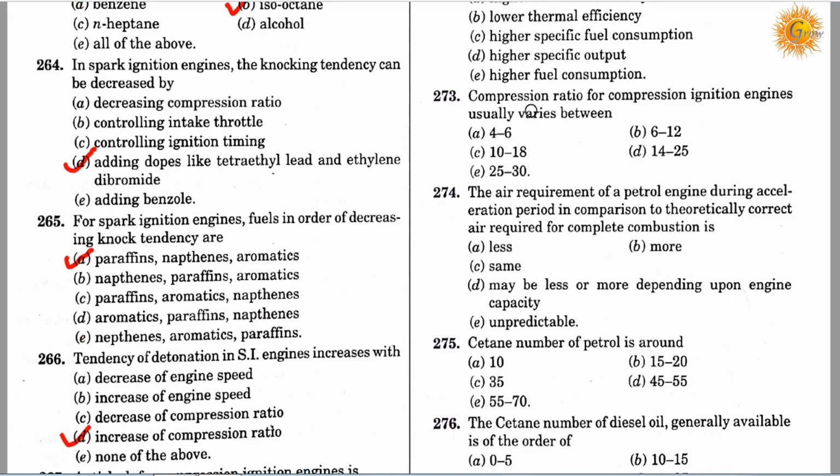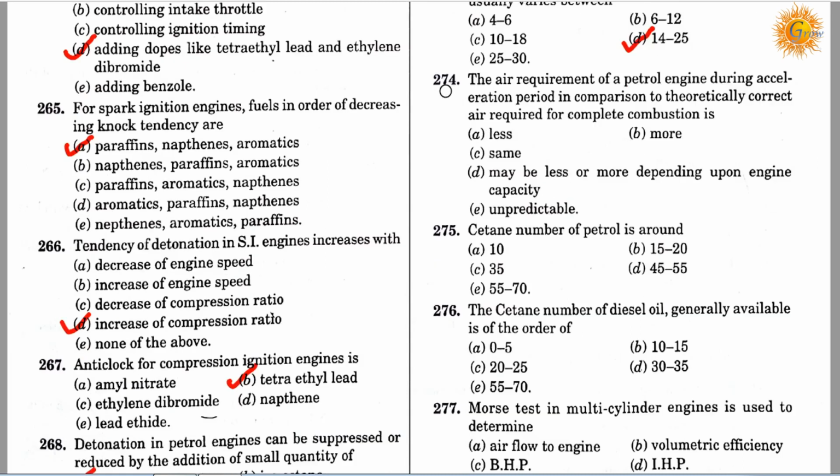273. Compression ratio for compression ignition engines usually varies between option A, 4 to 6, option B, 6 to 12, option C, 10 to 18, option D, 14 to 25, and option E, 25 to 30. So the correct answer will be D, 14 to 25.